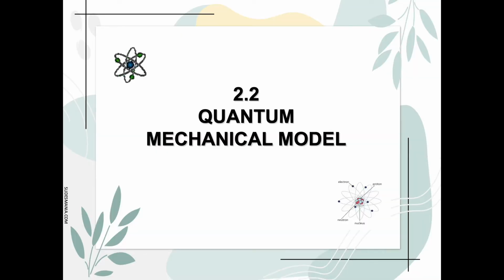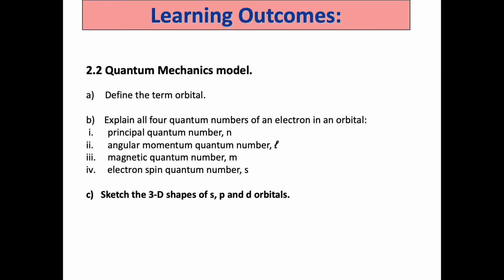Subtopic 2.2 Quantum Mechanical Model. There are only 3 learning outcomes in this subtopic from A to C. However, learning outcome C will be covered in tutorial classes. Please pause the video and take some time to read the learning outcomes on your own.